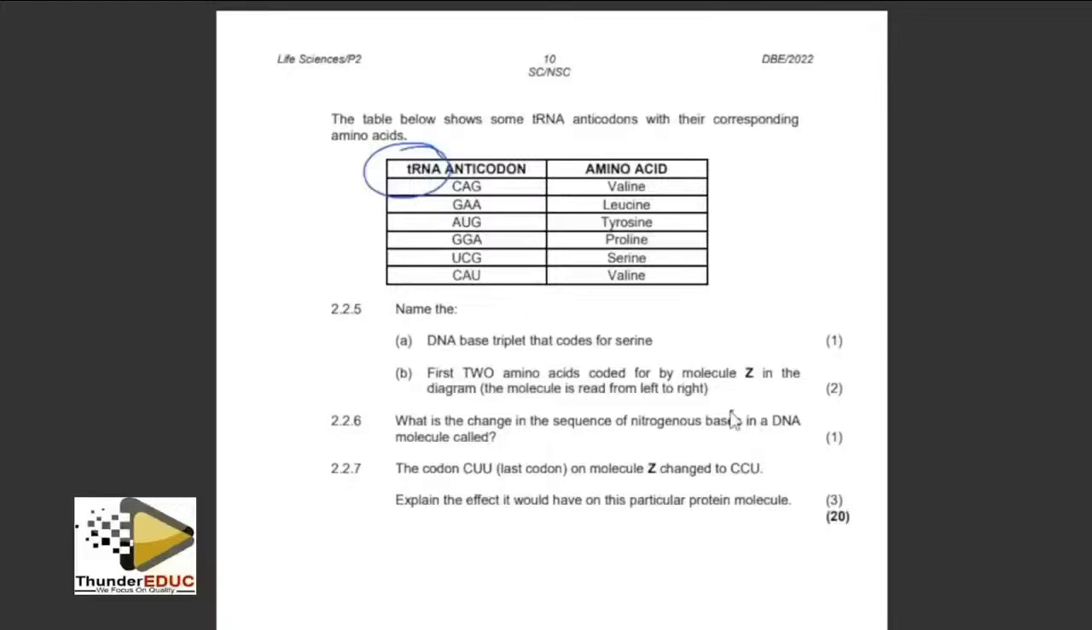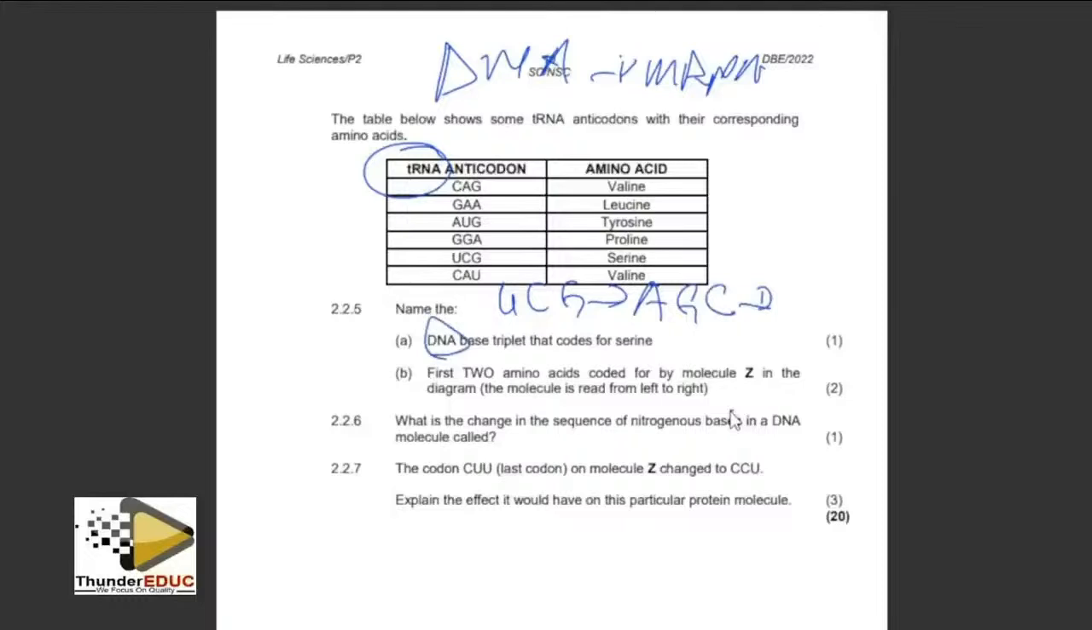If they say this is DNA and they gave you DNA at the beginning, then you don't need to change. If they give you DNA and what is here is transfer RNA, you have to change it to messenger RNA and then to transfer RNA. Are you seeing? In this case, they say name the DNA-based triplet code for serine. Now this is transfer RNA. Serine is here, so I'm going to say UCG. This is transfer RNA. Convert it to messenger, which is going to be AGC. Then convert it to DNA because they want DNA.